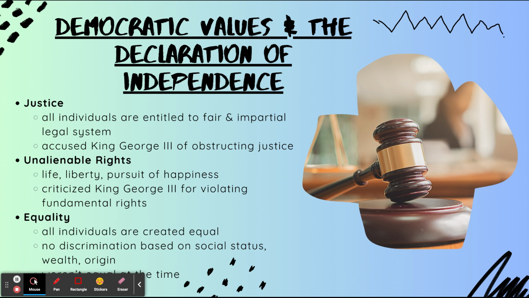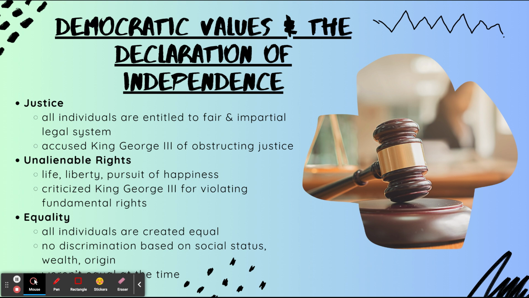Consequently, within this document, for the first time, we see colonists expressing what they want a government to be, what they want a government to aim for. And a lot of these aims are based around the democratic values. In this mini lesson, we're going to focus on 3 of them, although there are more, because these are the 3 that were first introduced in the Declaration of Independence.